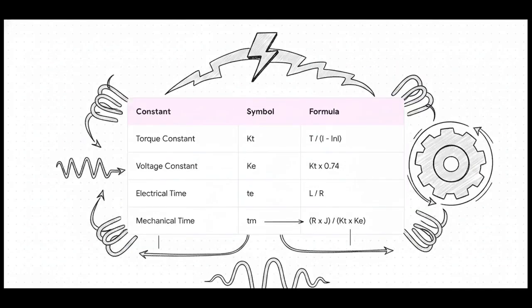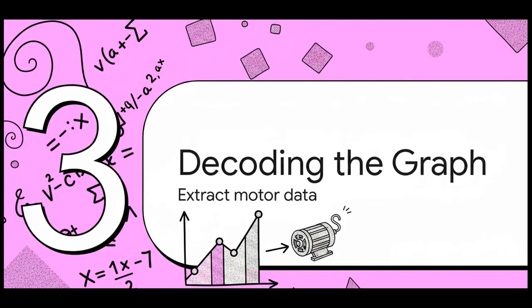Now, you might want to grab a screenshot of this cheat sheet. It neatly organizes all the core formulas, including the electrical and mechanical time constants. What's really fascinating here is how it reveals exactly how resistance, inductance, and armature inertia mathematically tie the whole electromechanical system together. For example, just look at the mechanical time constant. It actually relies directly on the product of those torque and voltage constants. It's all connected.